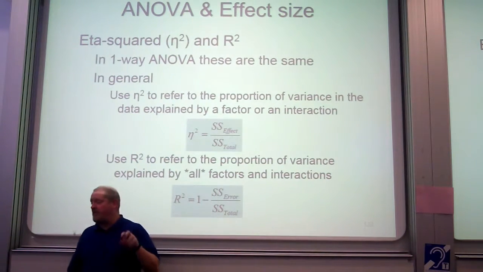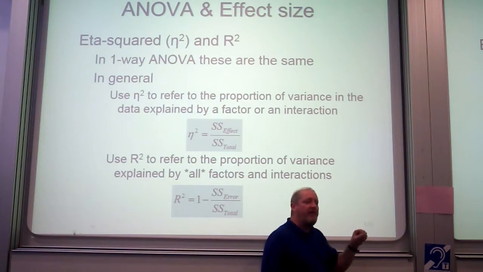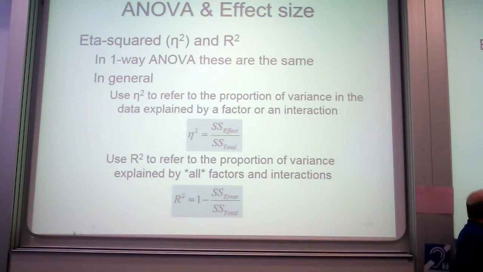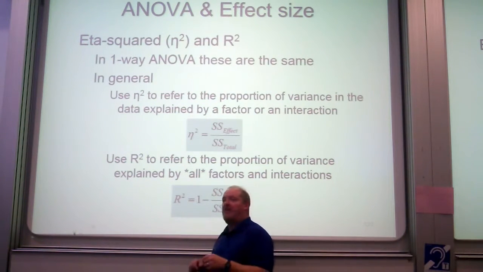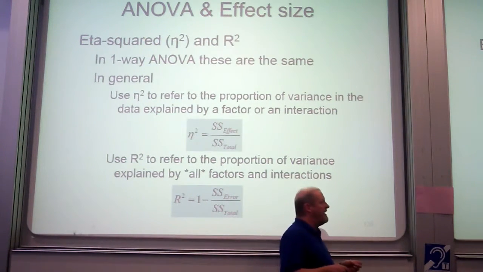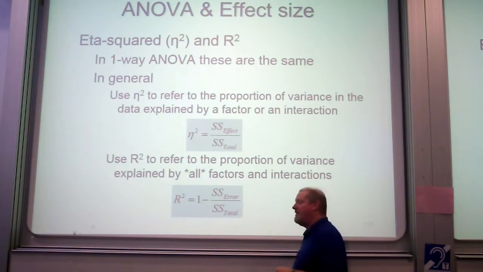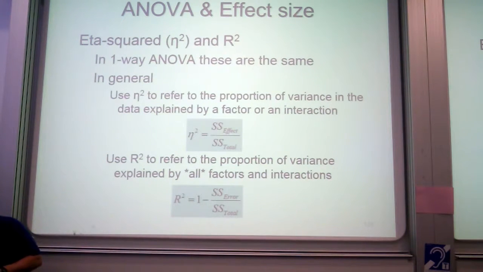But we use eta squared to refer to the proportion of variance in the data explained by a single factor or an interaction term, so one component. And we use R squared to refer to the total model, the total ideas that we've put in there. How much can we explain of the total variability, regardless of where it is, is our R squared measure. We then use a change of nomenclature to talk about eta squared, and R squared is the sum of all of your eta squareds.